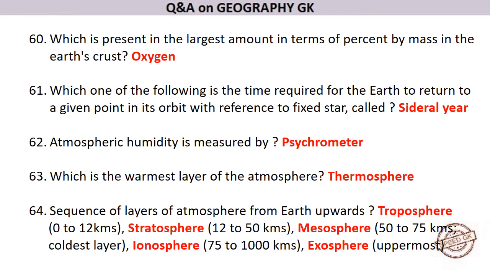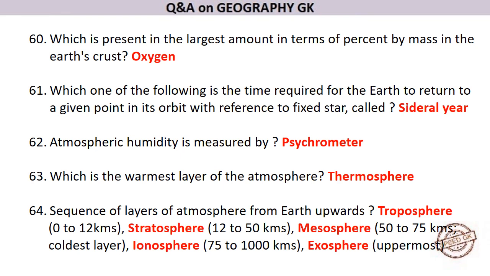Oxygen. Which one of the following is the time required for the Earth to return to a given point in its orbit with reference to fixed star, called sidereal year? Atmospheric humidity is measured by psychrometer. Which is the warmest layer of the atmosphere?